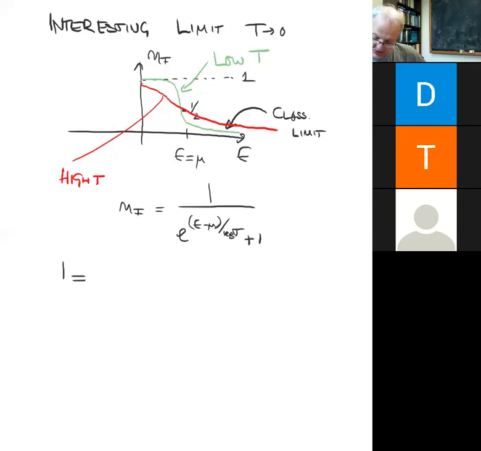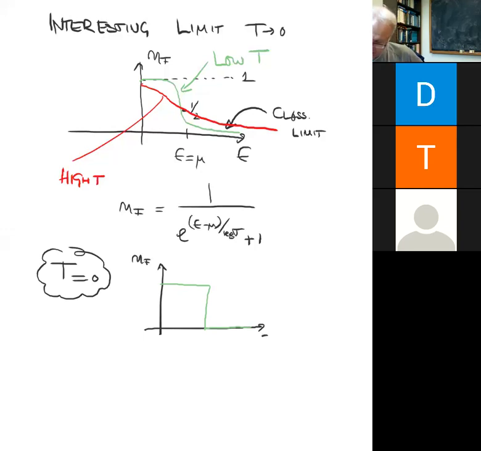So if you go all the way to t goes to 0, then what this distribution will look like is just a sharp distribution like this. Okay. So again, this is the Fermi distribution as a function of epsilon, and this point is epsilon equal to mu.